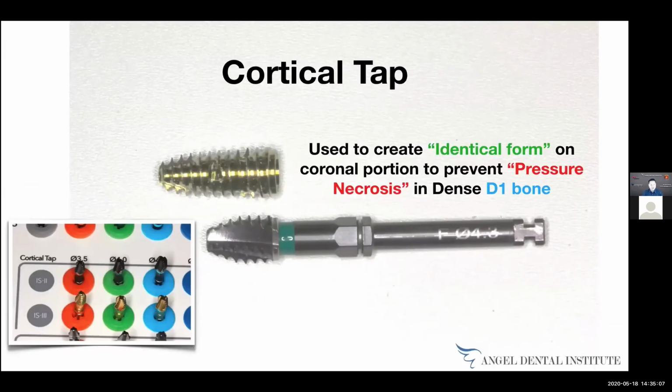Cortical tap. These are here on the lower left. There's different ones. There's ones for IS2, IS3. That's to correlate with the exact shape of the implant thread and width. This is used to create an identical form on the coronal portion to prevent pressure necrosis in D1 bone. Mainly used for the mandibular arch.